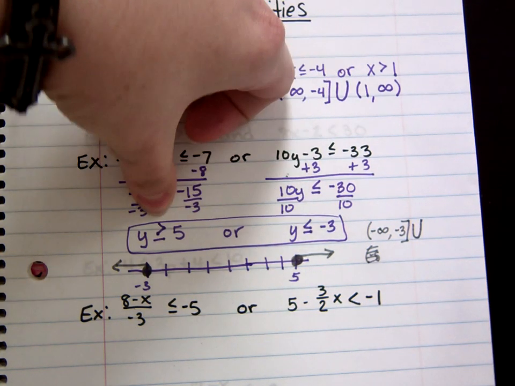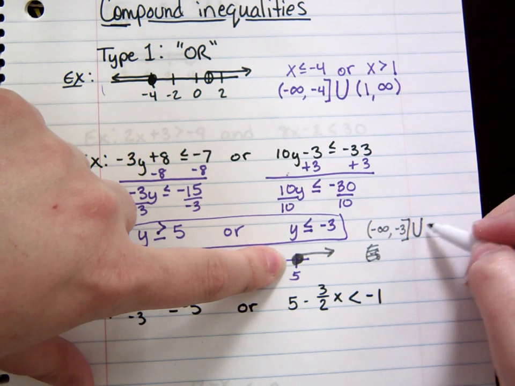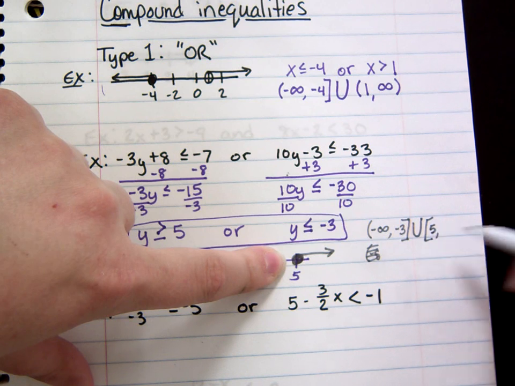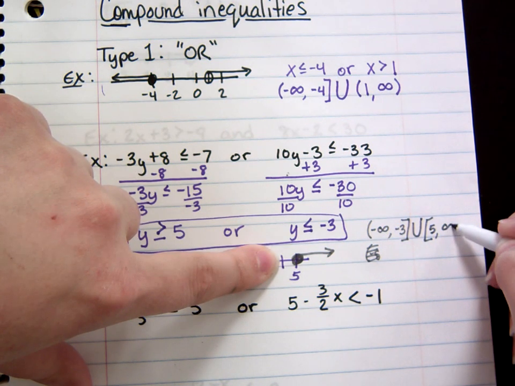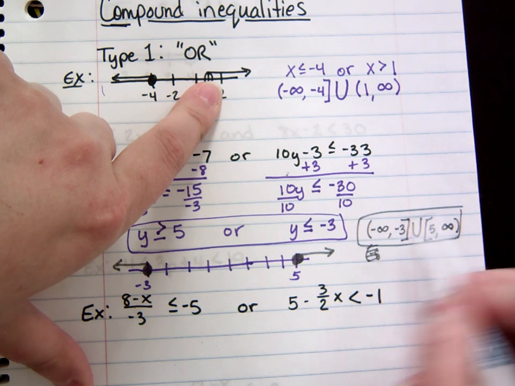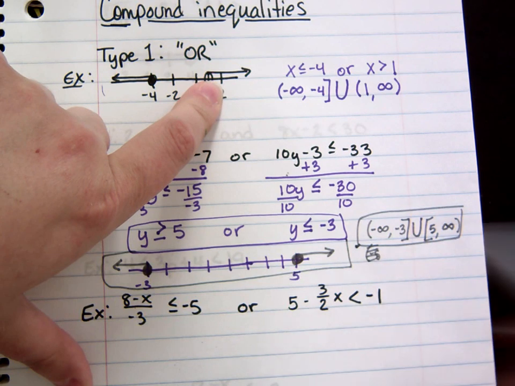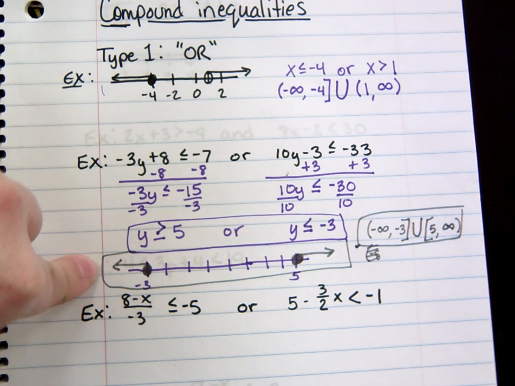Or it's this one. So this inequality, it starts at 5 and goes to the right forever, so it goes to infinity. So this is the interval notation for this graph and these inequalities.